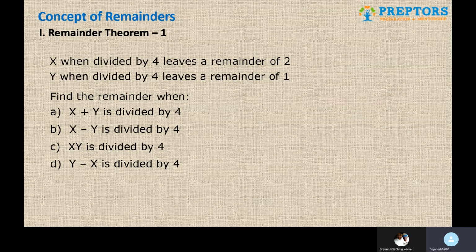For example, x plus y divided by 4, we have to find the remainder. x minus y divided by 4, we have to find the remainder. And x into y divided by 4, we have to find the remainder. And y minus x divided by 4, we have to find the remainder.